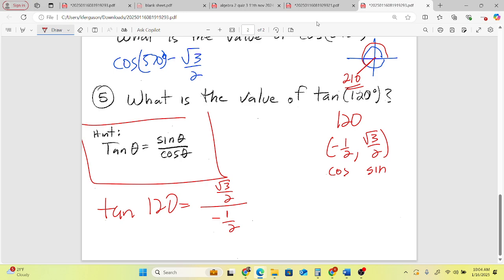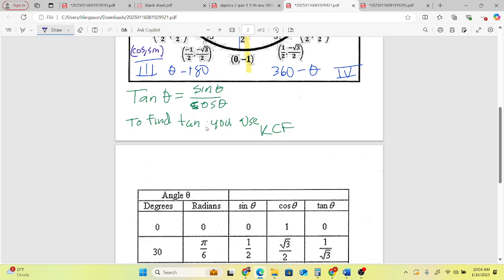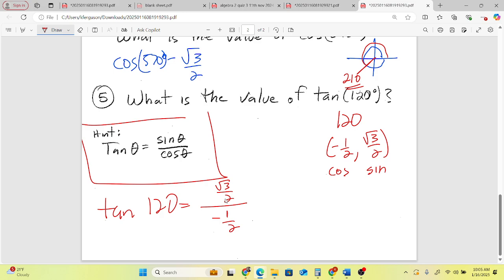Now, why is that significant? Well, like I wrote in my notes here, to find the tangent, you use keep, change, flip. So what does that mean? Well, I've got fraction division, and fraction division is keep, change, flip. So the square root of 3 over 2 divided by negative 1/2 ends up being the square root of 3 over 2 times, because that's the keep, that's the change. I change division to multiplication, and then the flip. So that's negative 2 over 1 now. So let's rewrite that right here, and then we'll solve it.